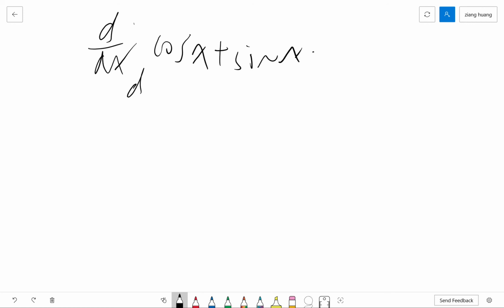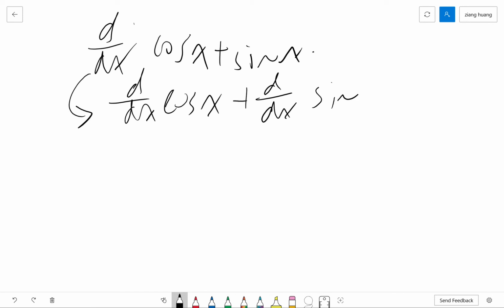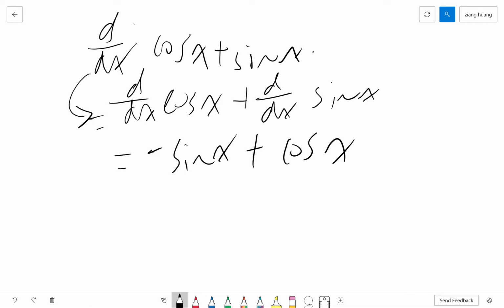So what about another example of trigonometric functions? So let's differentiate cosine x plus sine x. This equals, so first what we do is split this up into the sum of the derivative of each part. So this equals the derivative of cosine x plus the derivative of sine x, which equals negative sine x, as stated before, plus cosine x. This turns out very nicely.